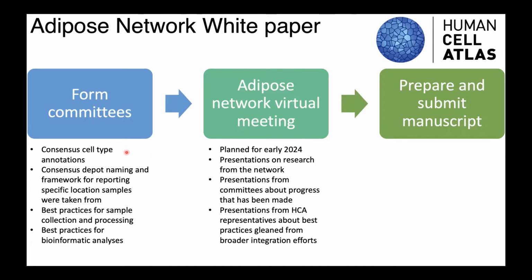Basically, we're forming committees on cell type annotations, depot naming, and a framework for reporting anatomical location. Like I mentioned previously, adipose tissue is all over the body, and we need to find a way to be very specific about where in the body we're collecting the adipose tissue samples from. Also best practices for sample collection and processing, and best practices for bioinformatic analysis.